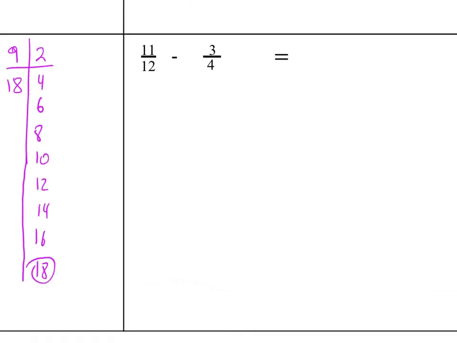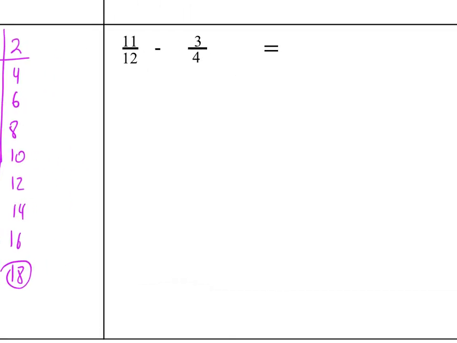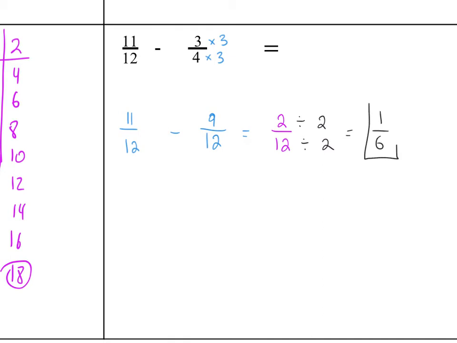My next one, I need my common denominator, and I know it's going to be 12. So my first one, I don't need to change it. I'm just going to change my second one. 4 times 3 is 12, so I'm going to do 3 times 3. Now again, I'm going to subtract across the top. 11 minus 9, 9, 10, 11, 2/12. But this one I can simplify. So I'm going to divide them both by 2, and I get 1/6.